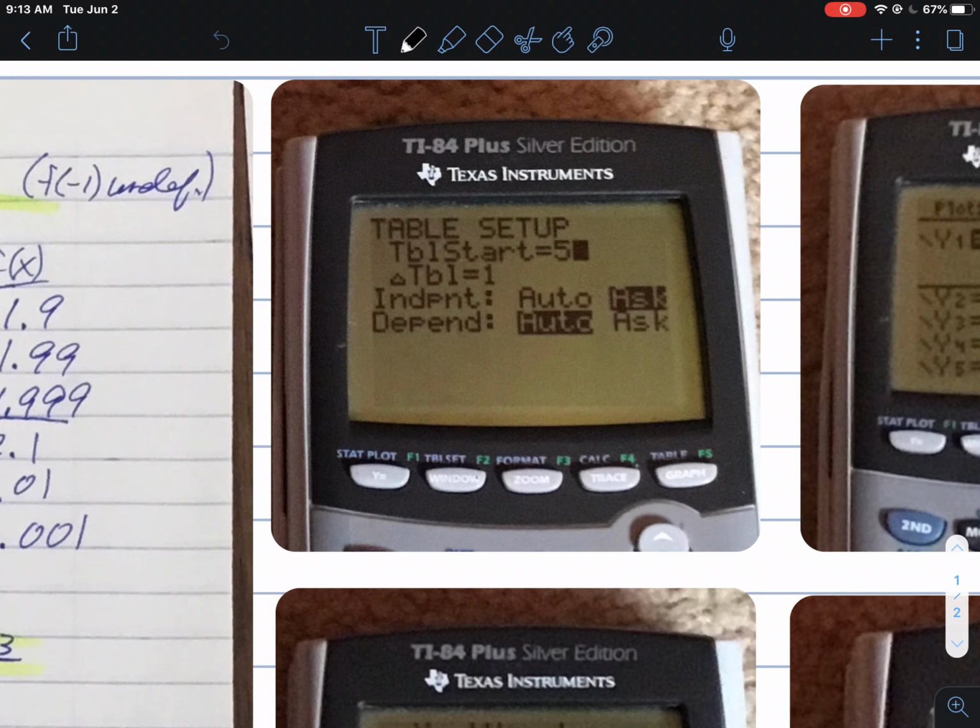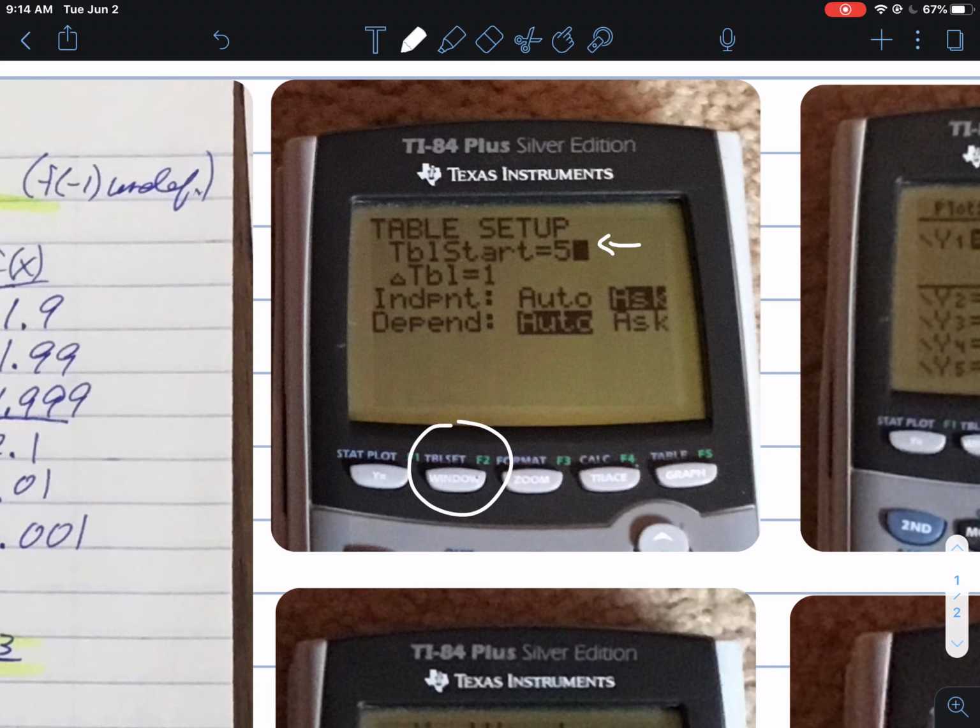So the first thing you're going to do is go to your second window. If you hit second window on your calculator, notice that it says table set. It pulls up this little menu that allows you to make some changes to the settings on your table of values. The first thing says table start. I don't care about that. Whatever that number is, is the first x value that you would see when you pull up the table on your calculator.